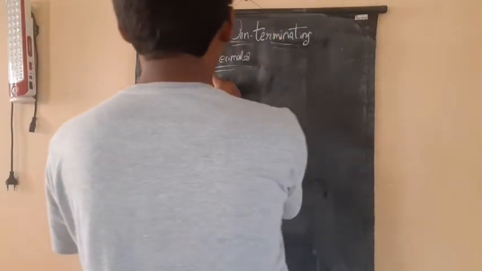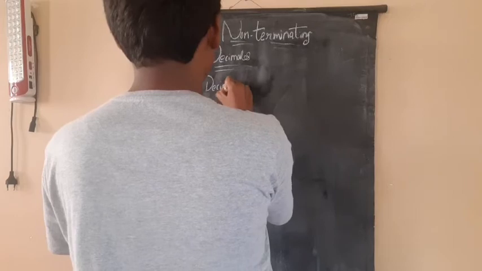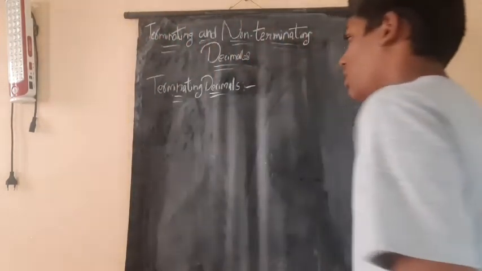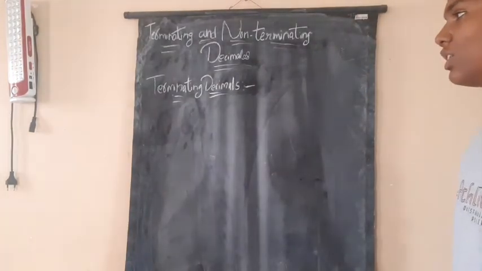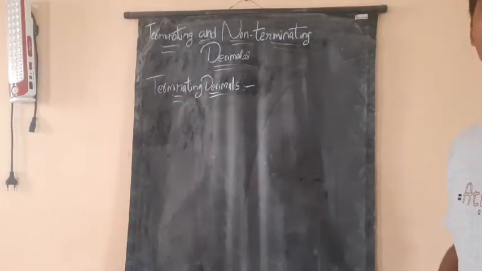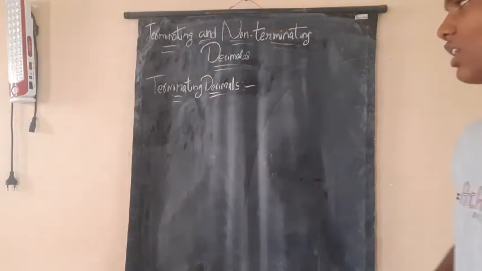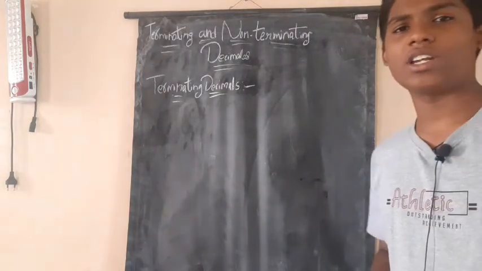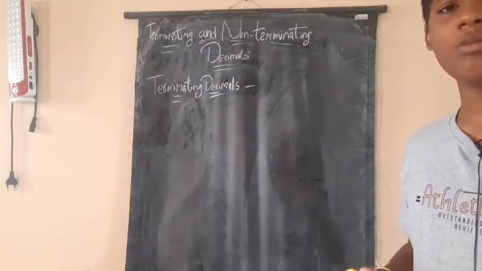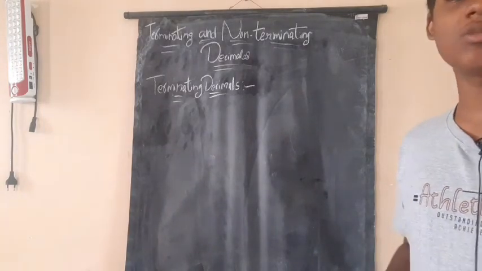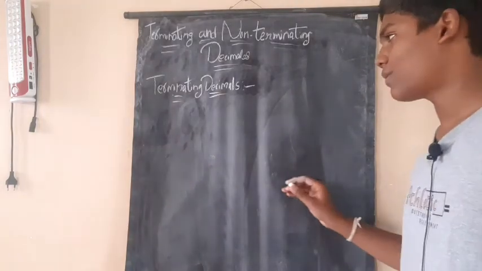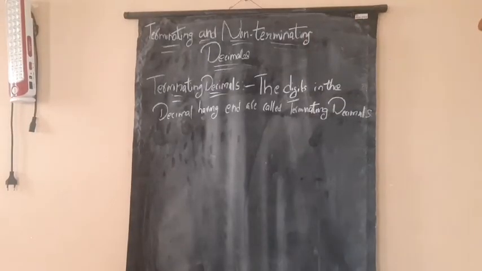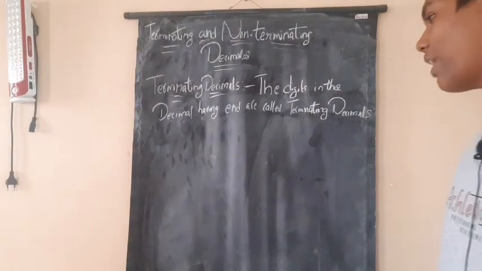Terminating decimals. The digits in the decimal that come to an end, meaning the remainder will be 0, are terminating decimals. The digits in a decimal number having an end are called terminating decimals. Now let us take some examples. First of all, write the definition: the digits in the decimal having an end are called terminating decimals.